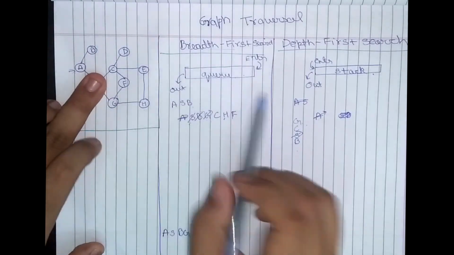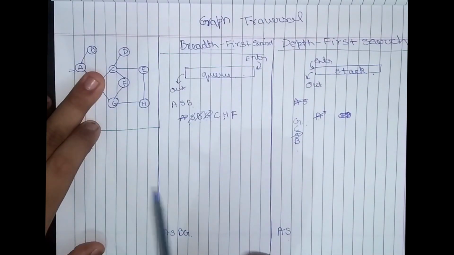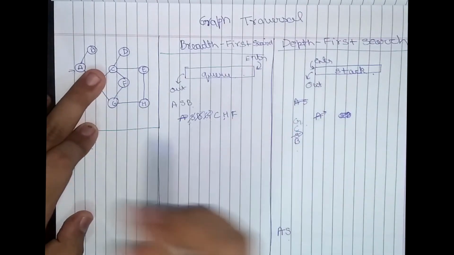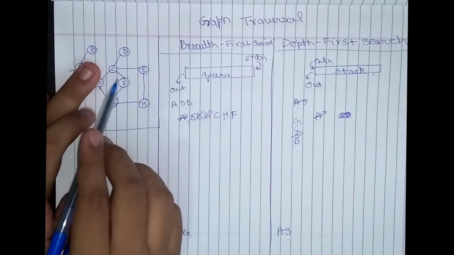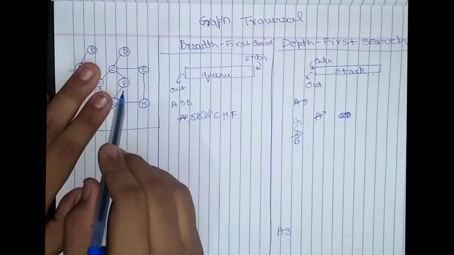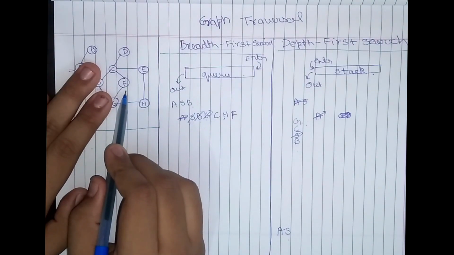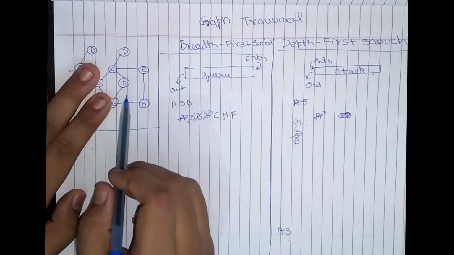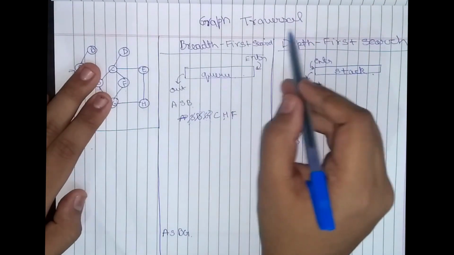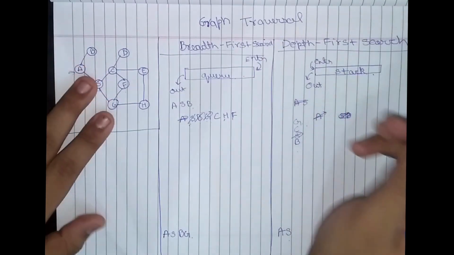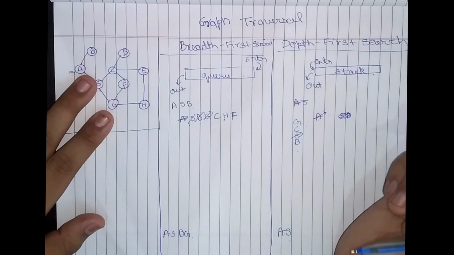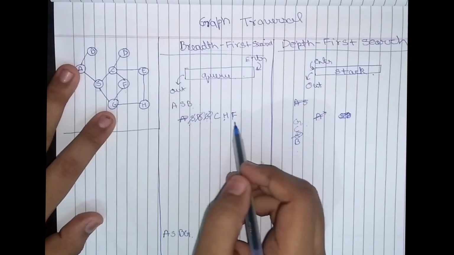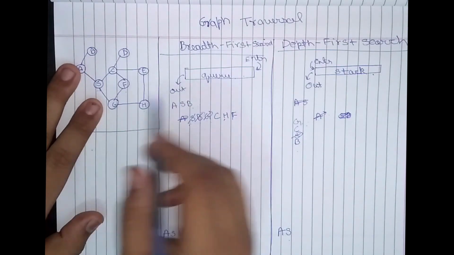Now for C, let's see what the children of C are. We can see C is connected to F, E and D. As we have visited F, we won't be visiting it again, so we'll ignore it. In the pseudocode, I'll tell you how to do that. We basically maintain a simple visited array that checks if something has been visited or not. Okay, so now let's go here and add these two.